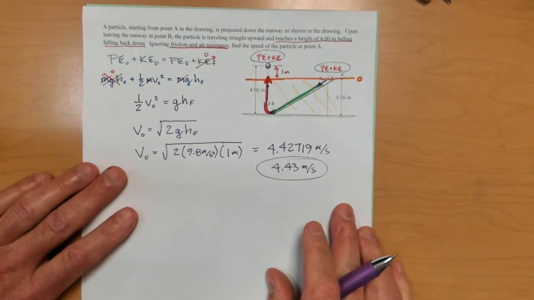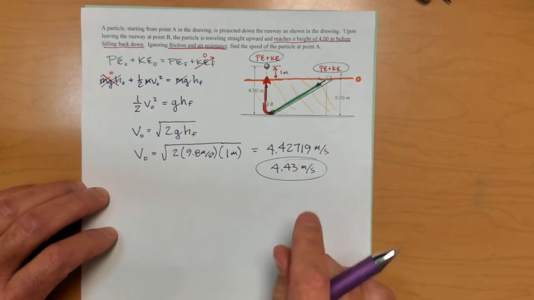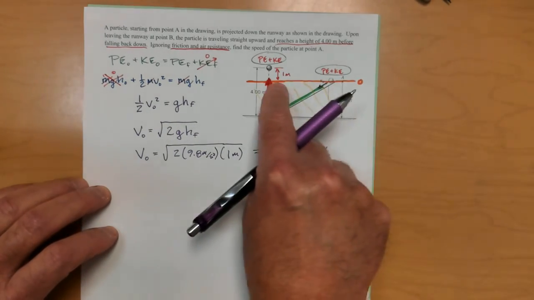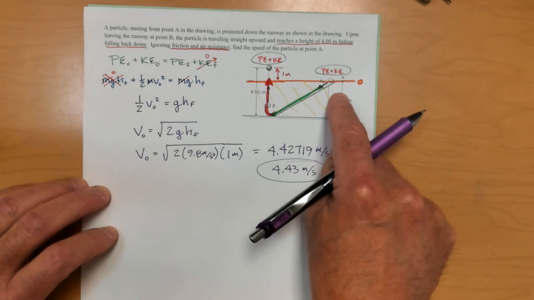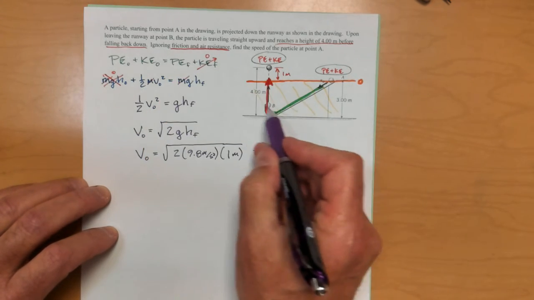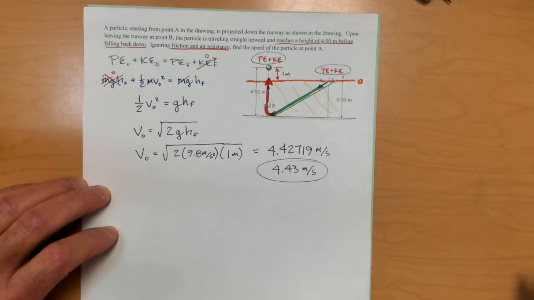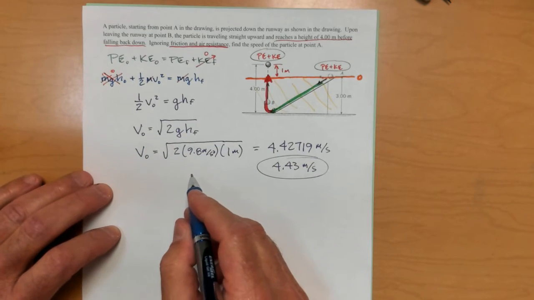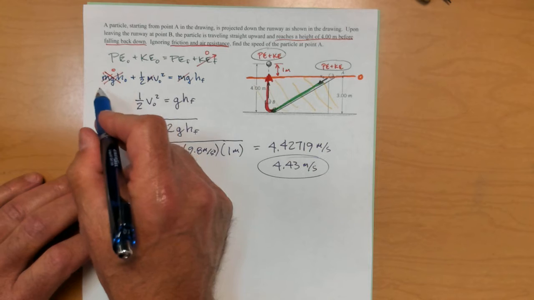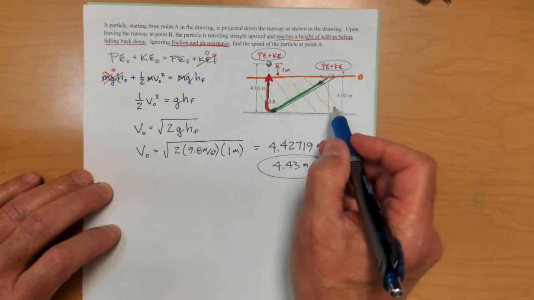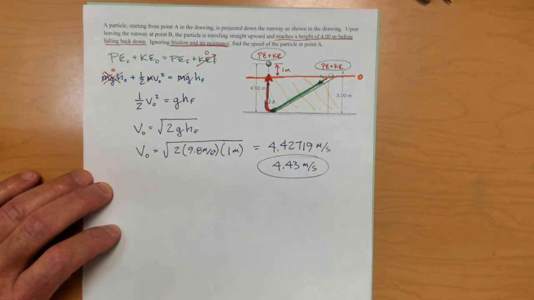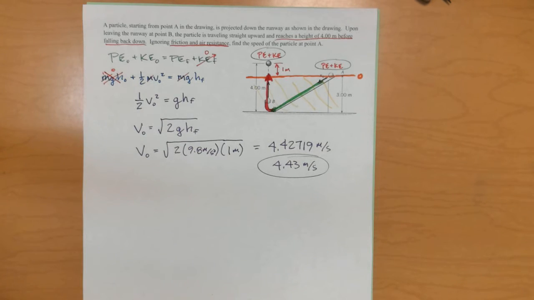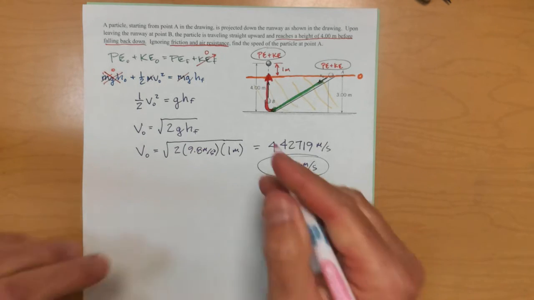Again, just to not belabor the point, if you're uncomfortable with this idea of ignoring what happens down here, remember that this can only be done when we have no friction and no air resistance. If you're uncomfortable with that, let's just try it again. Instead of crossing out that initial potential energy, let's leave it, with our reference point being down here at the bottom.